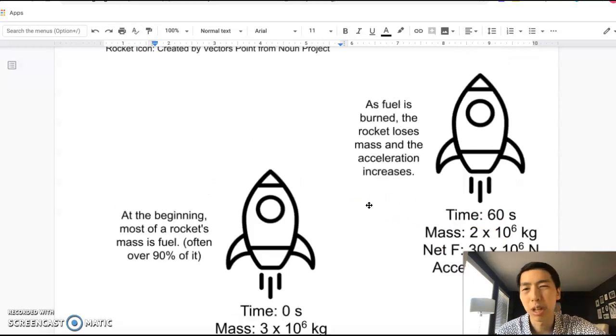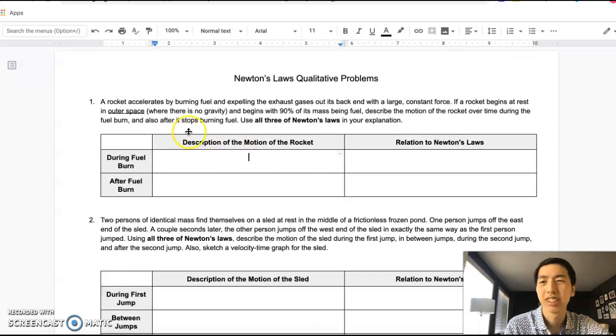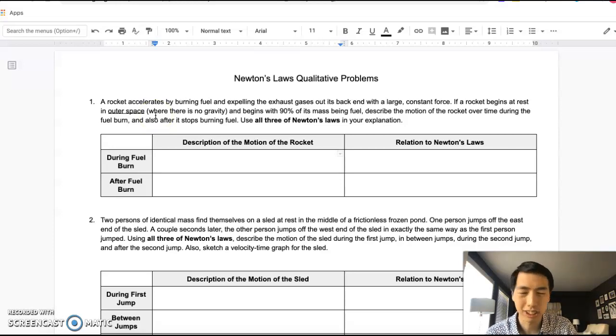And in question number 1, we simplified things. Normally, these rockets are launched from Earth, but Earth has gravity and there's also air resistance. So I wanted to get rid of all that stuff to make this a simpler problem. So we're going to assume it's in outer space where there's not those two things. Okay, so let's describe the motion of the rocket while it's burning fuel.